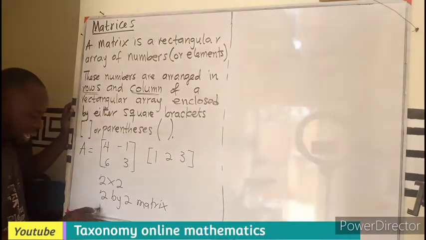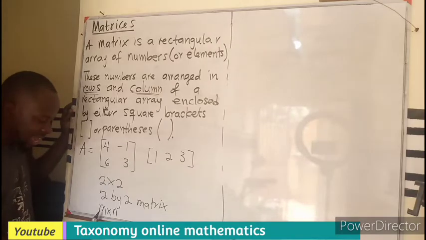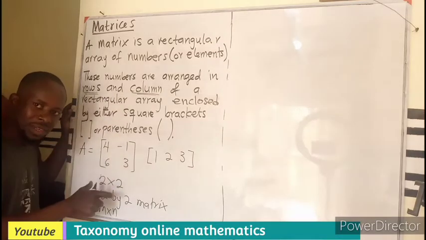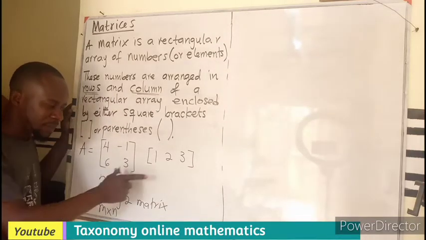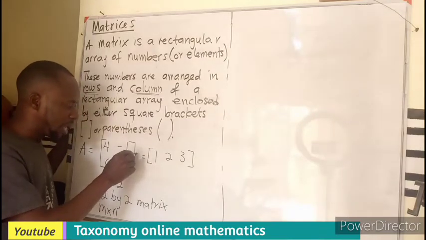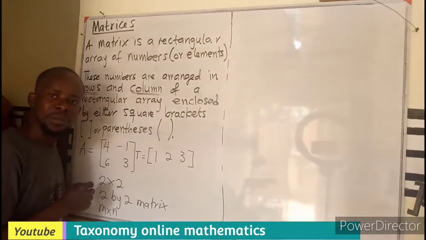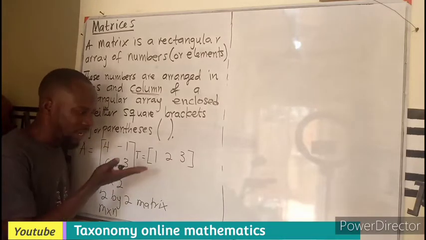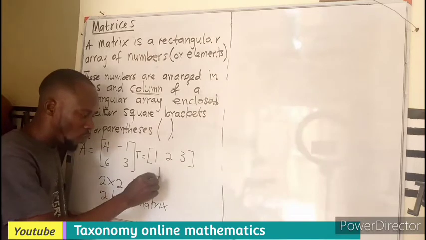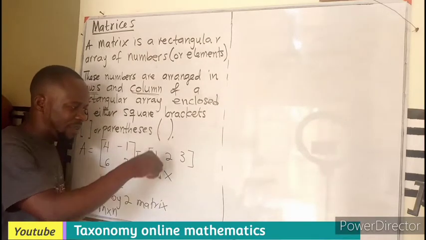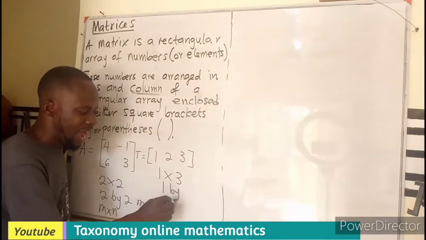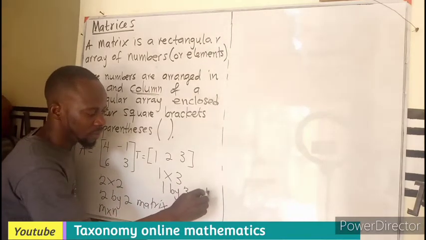In this case, we said m by n, whereby the values of m and n are the same, meaning there are equal numbers of rows and columns. Alright, if we come to this one, if I were to label this T, how many horizontal lines are you seeing? I believe you can see 1. There's only 1 horizontal line, that is 1 times how many vertical lines? I believe you are saying 3. So this is going to be a 1 by 3 matrix.